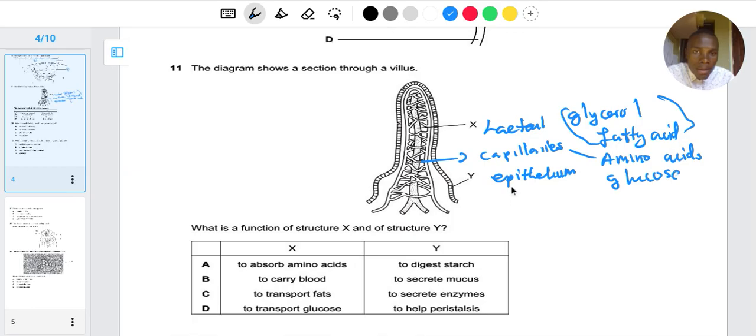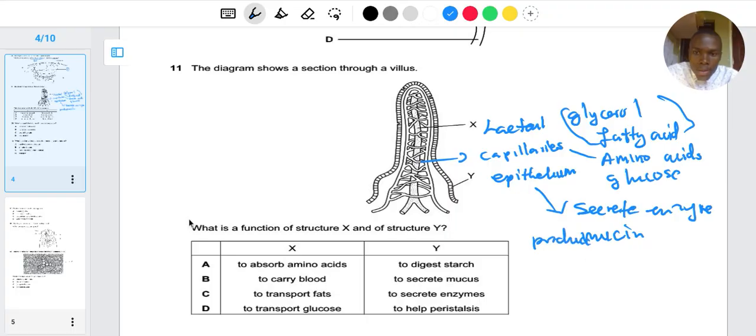Then for the epithelium, they are involved in secretion as well as protection, the secretion of mucus as well as production of enzymes. So they can produce enzymes which are called the brush border enzymes. So they can secrete enzymes as the brush border enzymes, as well as producing mucin or mucus.